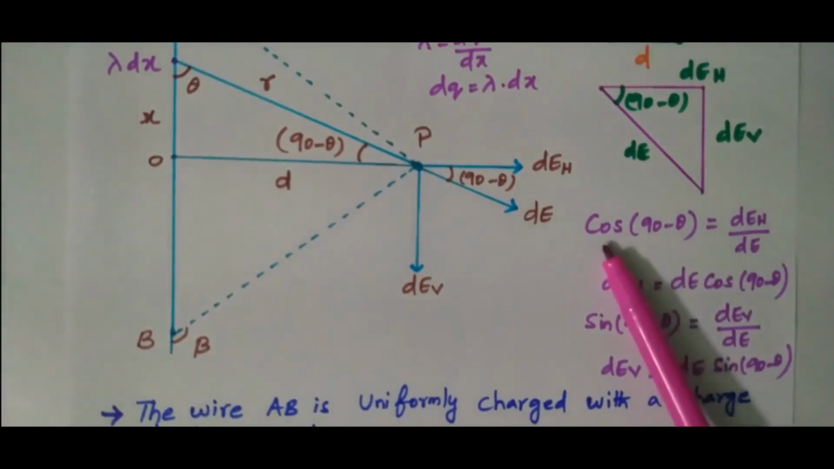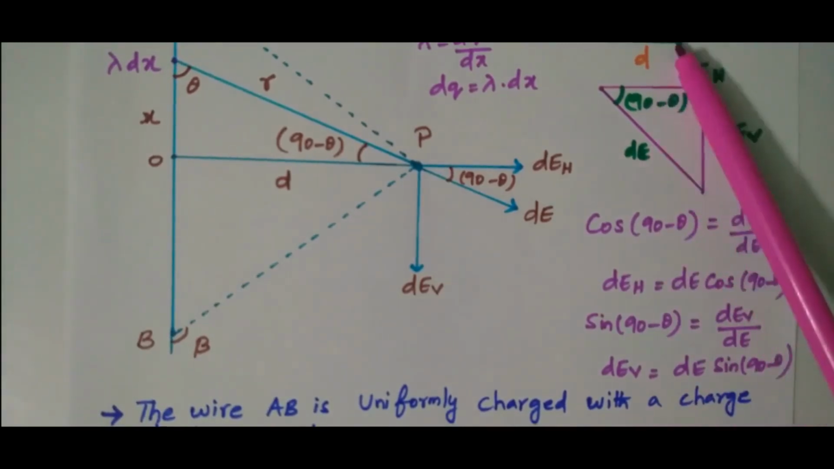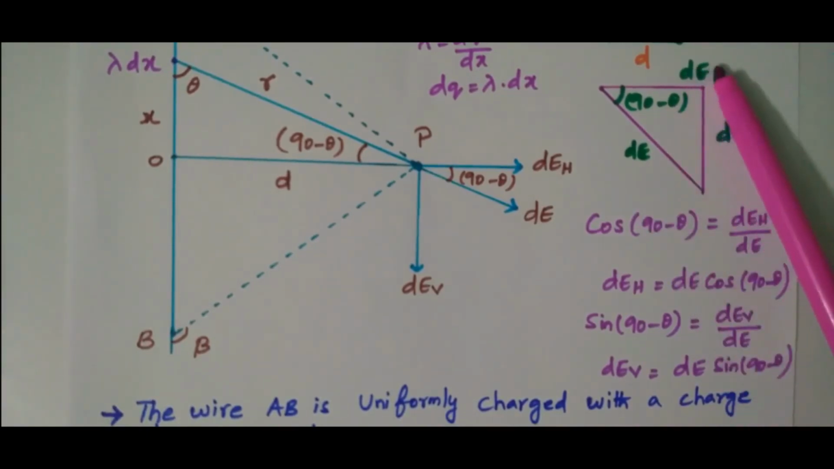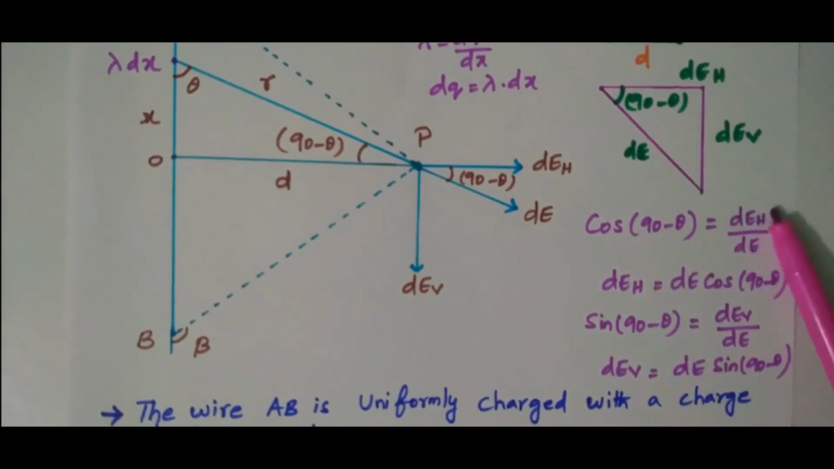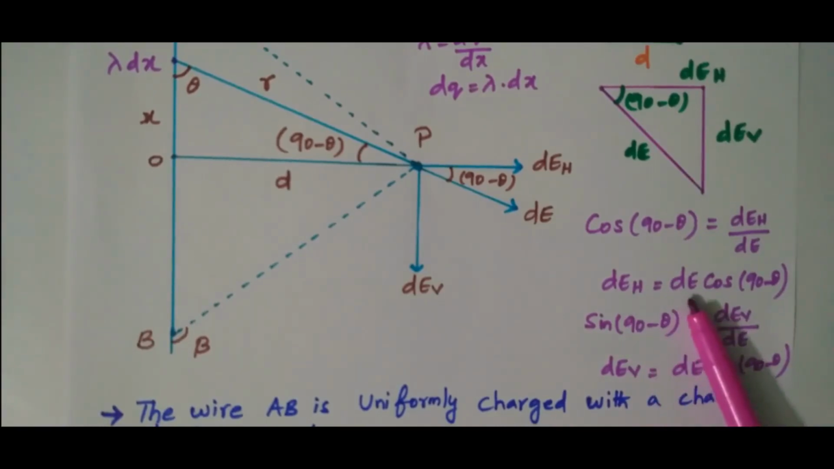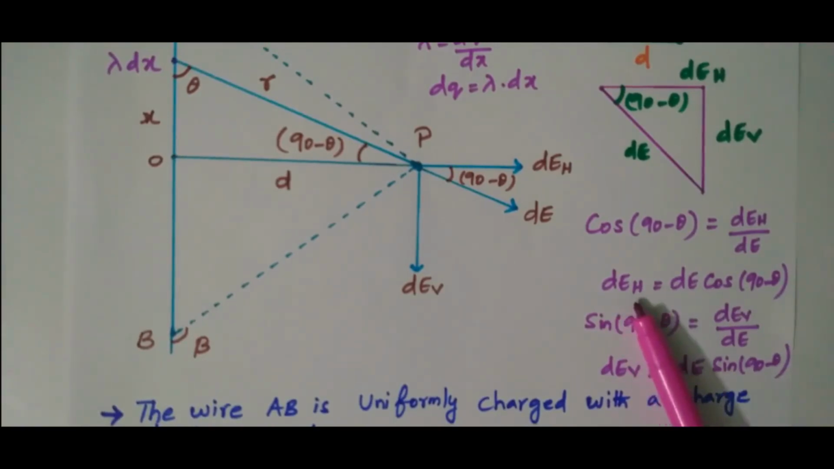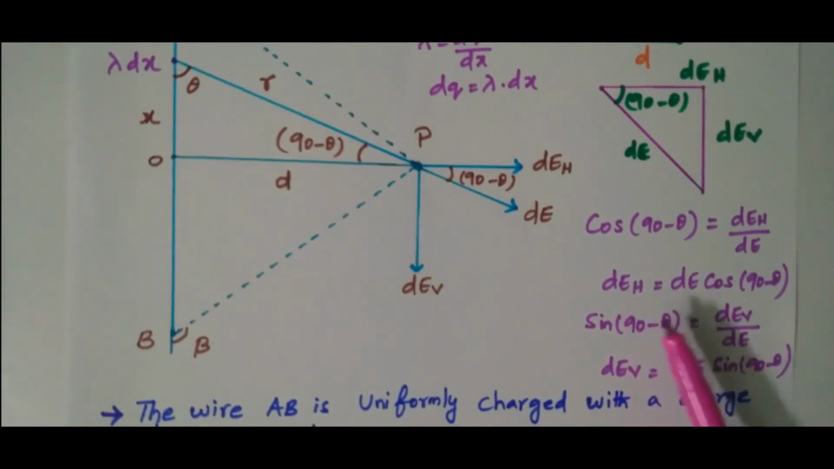You find the expression for cos 90 minus theta. Cos 90 minus theta means adjacent side by hypotenuse. Adjacent side is DEH, hypotenuse is DE. You cross multiply this, so that DEH equals DE cos 90 minus theta. So you can simply remember: horizontal component equals total component multiplied by cos of theta. Anywhere we can use that.